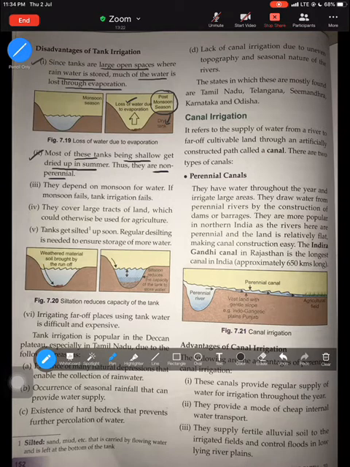Non-perennial meaning which do not provide water throughout the year. The third drawback of tank is that they depend on monsoon for water. If monsoon fails, tank irrigation also fails. So tank irrigation is heavily dependent on rainfall, monsoon.